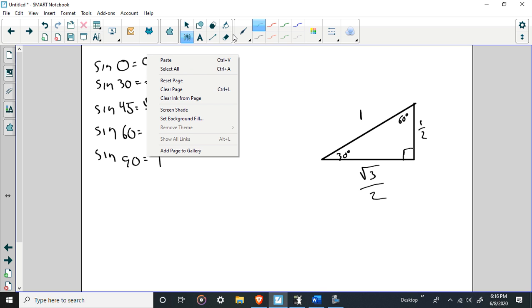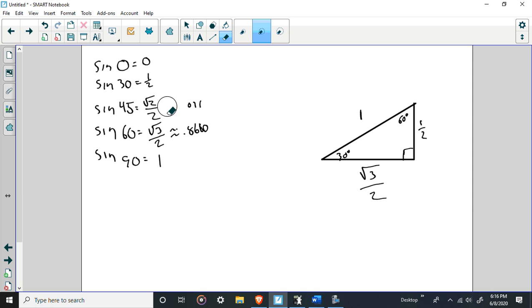Okay. So there are your 5 critical values for sine. Okay. So what are they? Sine of 0 is 0. Sine of 30 is 1/2. Sine of 45 is the square root of 2 over 2. Sine of 60 is the square root of 3 over 2. And the sine of 90 is 1. Let's do cosine.